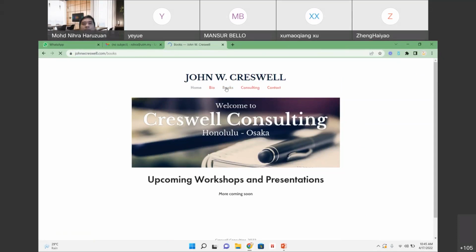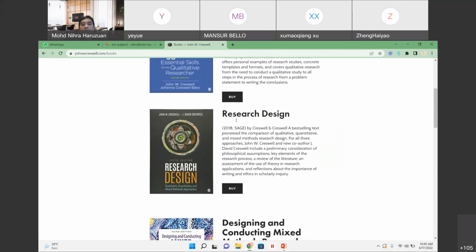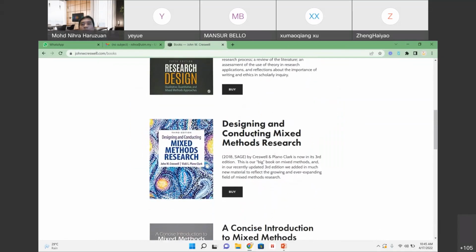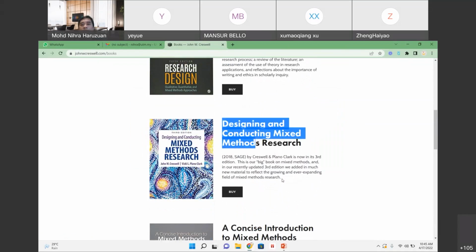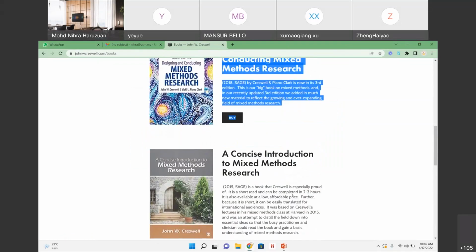If you go to the library, there are a lot of library books. See the research design, conducting or designing mixed method research. You can follow this one. This is a very good book. So if you're doing mixed method, please follow it.